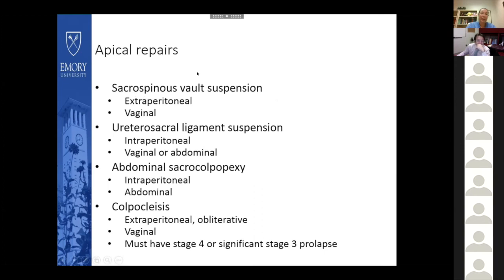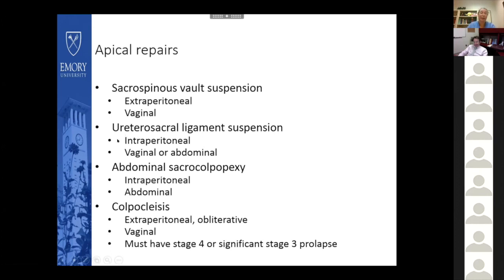So sacrospinous vault suspension, why would you pick a sacrospinous vault suspension? Well, first of all, it's extraperitoneal. You don't have to go into the peritoneum. That can be really important for some patients that you do not want to go into the peritoneum for. It's also done vaginally. So there's some benefits to that.